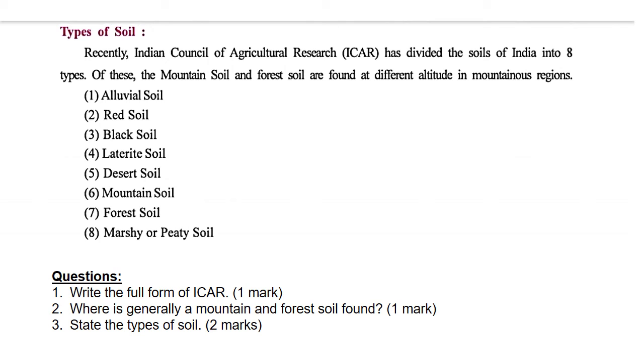Now we will see the types: alluvial soil, red soil, black soil. See, we have seen earlier that soils are classified on the basis of color. So you can see red soil, black soil. Fourth one, you can see laterite soil, then desert soil, mountainous soil, forest soil, and the eighth and last one, that is marshy or peaty soil. So in the next session we will learn all these soils in detail.